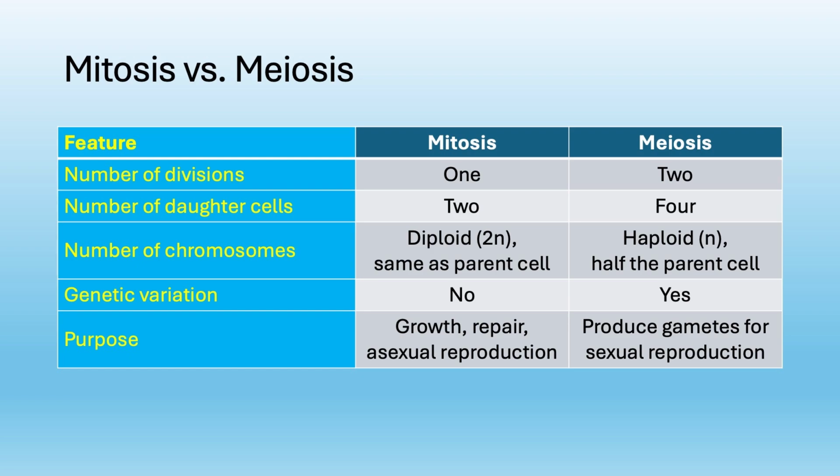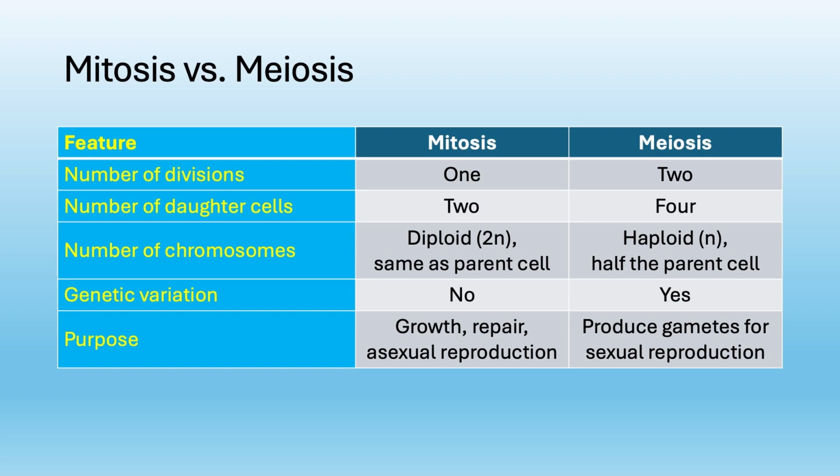They have the same number of chromosomes, which are diploid. In meiosis, the daughter cells are different from their parent cell. They only have half the number of chromosomes of their parents, so they are haploid. There is no genetic variation created by mitosis. Every single cell produced by mitosis is identical. But for meiosis, every daughter cell is different. There is genetic variation.